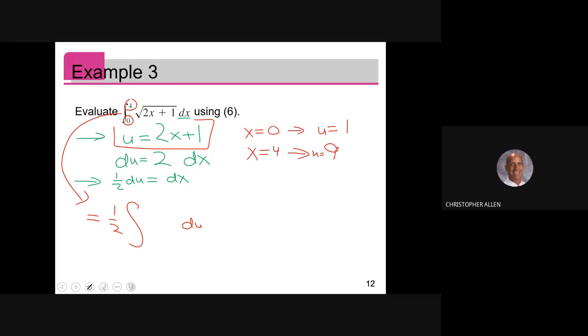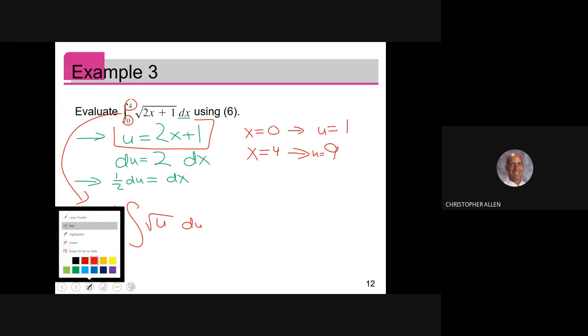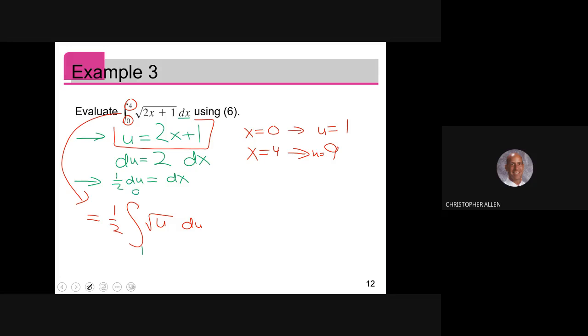Now, I still got this square root thing here, but what am I putting in for 2x plus 1? Putting in u. And now, here's the big part of emphasis. What am I putting for my lower bound of integration? 1. What about my upper bound? 9. Correct. Now, guys, I would like you to look at that integral, and I know this isn't a super complicated one, but would you agree that this integral looks better than the original? And we're going to be able to do it, okay?